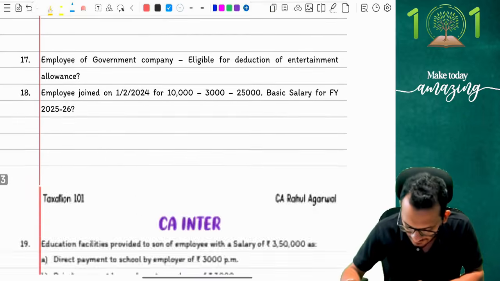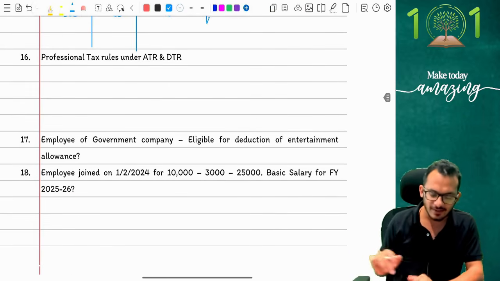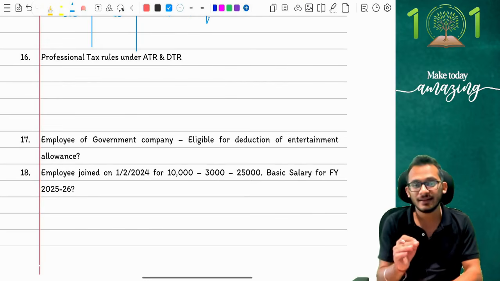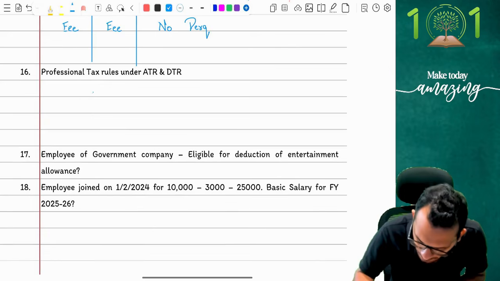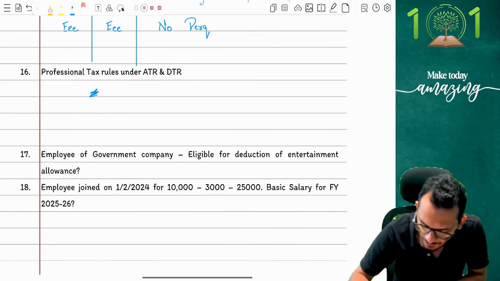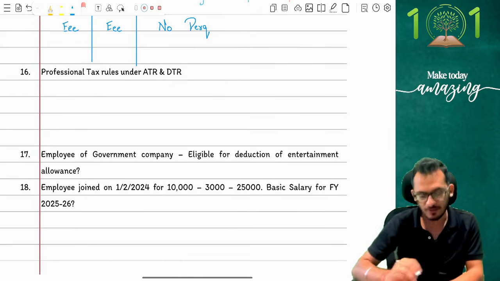Yes, perfect. I think this is the last few questions. The question says professional tax under ATR and DTR. What are the rules for professional tax in ATR and DTR? The answer is fairly simple. Let me first tell you the rules to be kept in mind. First figure out who is paying the professional tax.